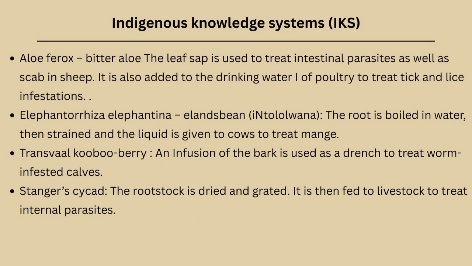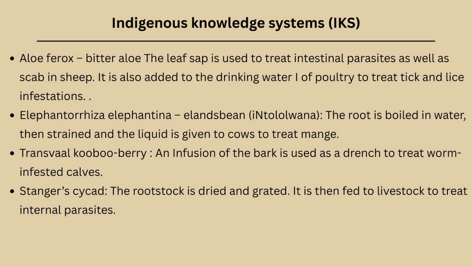Indigenous Knowledge Systems, IKS. Bushman's poison: the roots are powdered and used to treat tapeworm. Aloe ferox, bitter aloe: the leaf sap is used to treat intestinal parasites as well as scab in sheep. It is also added to the drinking water of poultry to treat tick and lice infestations.